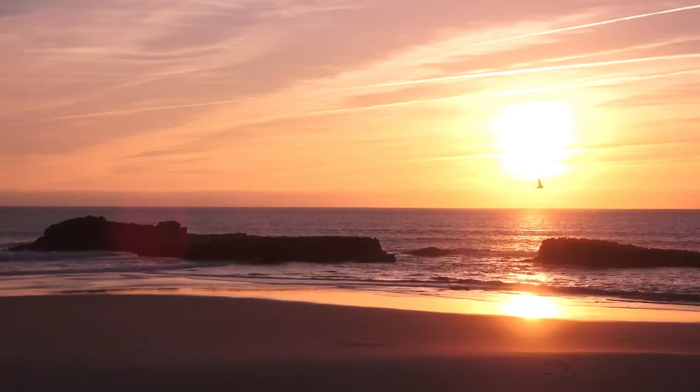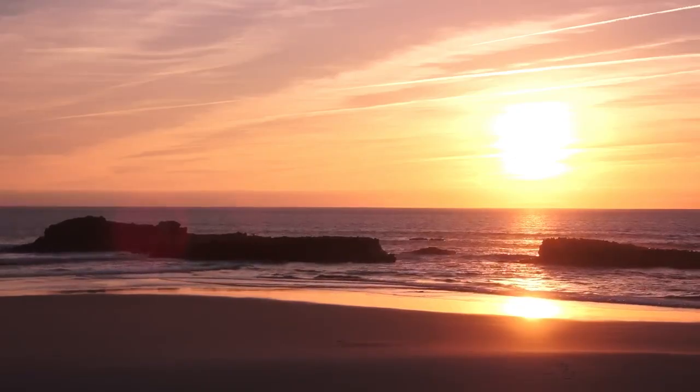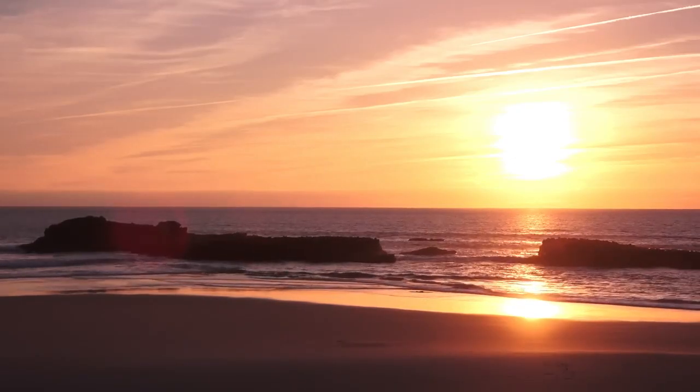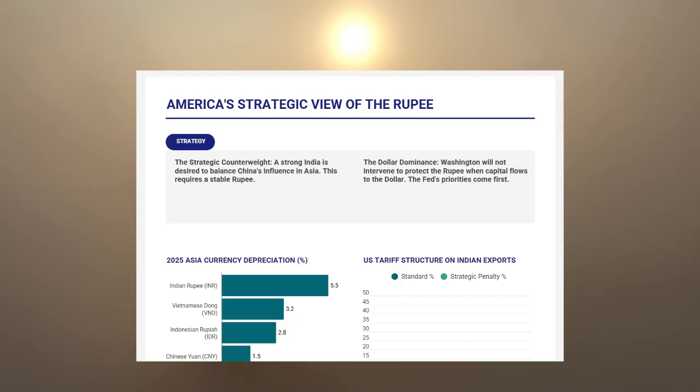Section B. America's strategic view of the rupee. America does not want the rupee to fail, but America also does not want the rupee to threaten the dollar. This is a delicate balance, and Washington manages it deliberately.